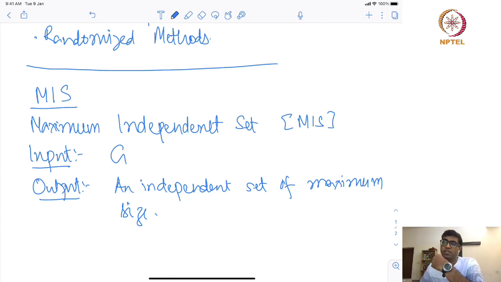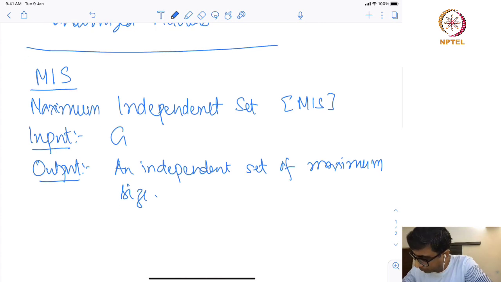Okay, so it's basically a complement of the minimum vertex cover problem, where our objective is to find the smallest size subset of vertices such that every edge has an endpoint in it. In the complement of a minimum vertex cover, it's a set of vertices that do not have any edge contained inside it. So it's a complement of the minimum vertex cover problem.